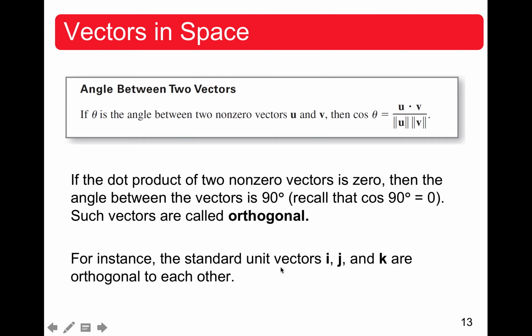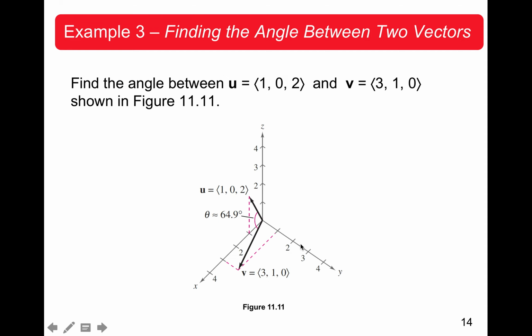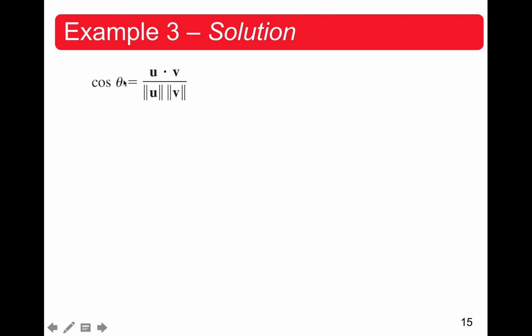Okay, so the unit vectors i, j, and k are orthogonal to each other. So example 3, we're going to find the angle between two vectors. Here we have vector u is 1, 0, 2, and vector v is 3, 1, 0. So we want to find that angle right in there, and we're going to do that by taking the cosine of theta. We're going to take the dot product of u and v, and divide it by the two magnitudes multiplied.